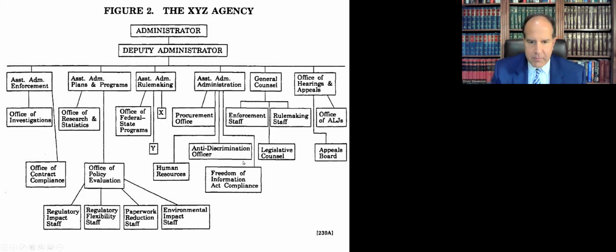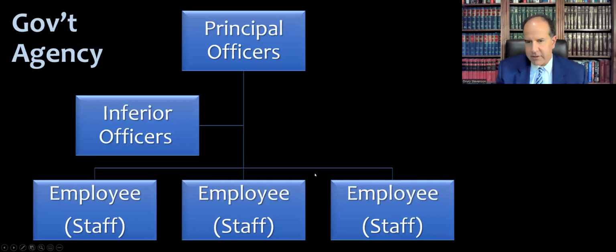There's no question if you go to the bottom tier of this agency that you have people who are clerical staff and analysts and the rank and file civil service employees that make up a lot of the federal bureaucracy, and they can just be hired by human resources. Or here's a little diagram I made. In a typical agency, you have the tier that are the principal officers at the top, and then this middle tier of inferior officers.